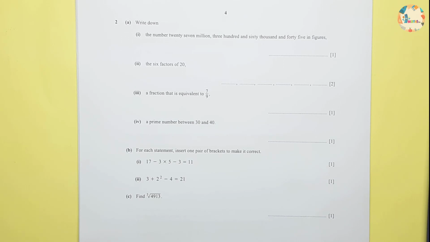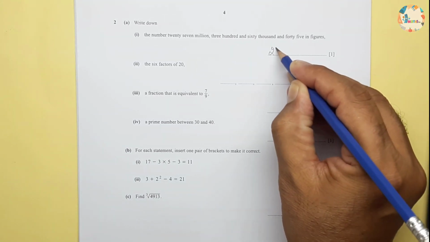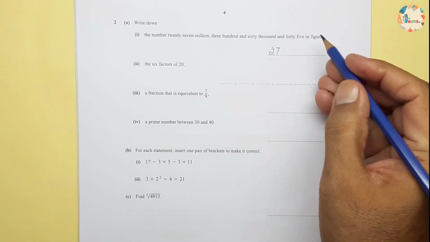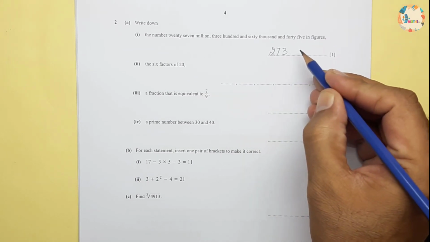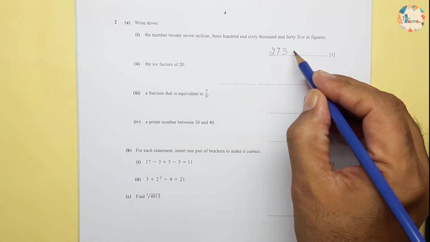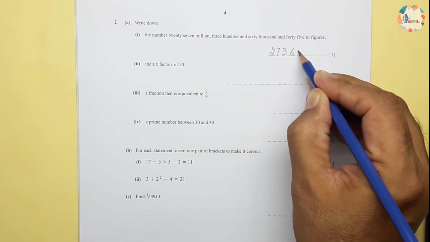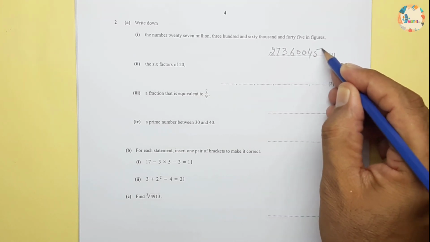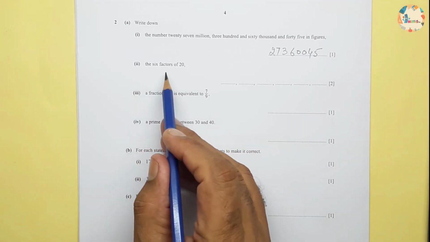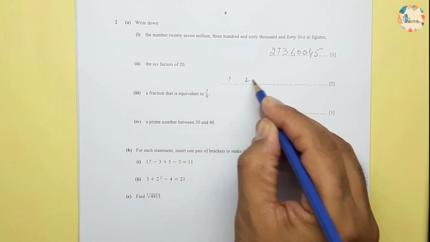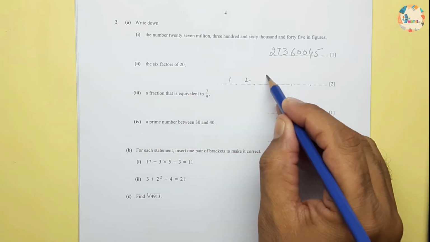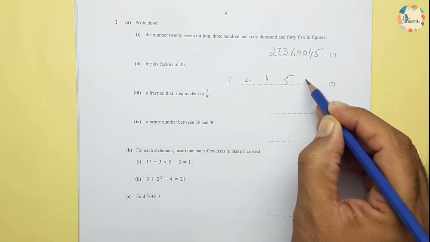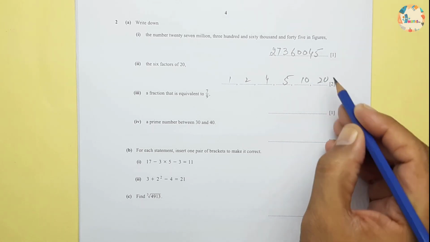Now question number 2, write down the number 27 million. So this will be 27 million, 360,000. So 60,000 and 40. So 60,000 and 45. So 45, this one. The 6 factors of 21, 2 is dividing also, then 4, 5, 10 and 20, these are the factors.